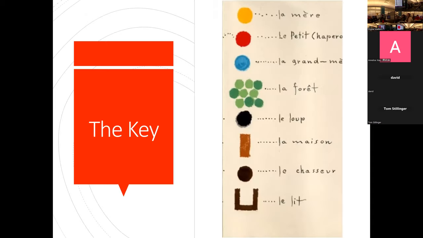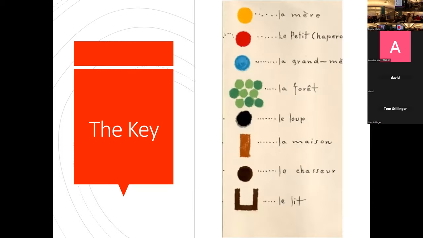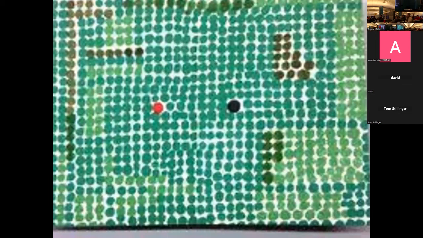So here, for example, is Little Red Riding Hood, a very brief key where we have Little Red as the red circle, the forest is the green circle, and the wolf is the black circle. And here, we could probably intuit what was happening even if we did not have that key, right?